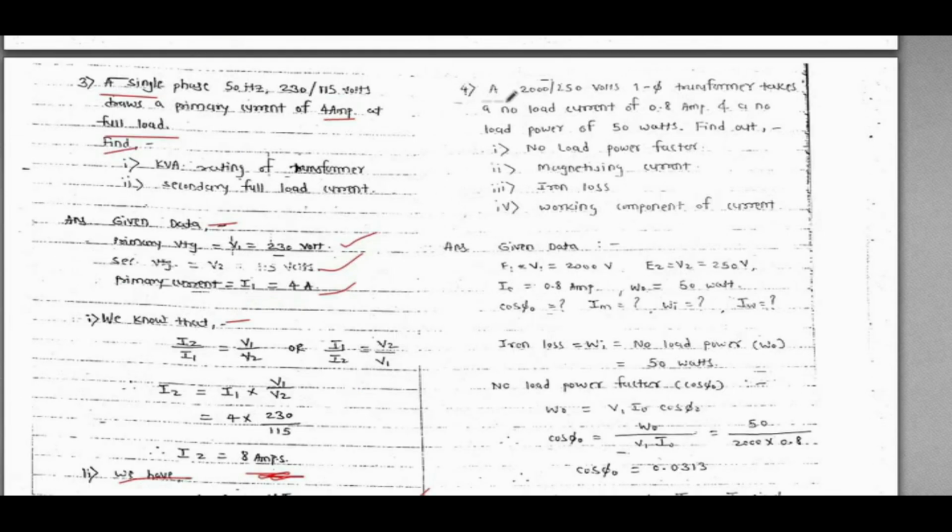Let us take the next example. A 2000/250 volt single phase transformer takes a no load current of 0.8 ampere and no load power of 50 watt. Then find out the no load power factor, magnetizing current, iron loss and working component of current. Working component, wattful component, working current, all have the same meaning.